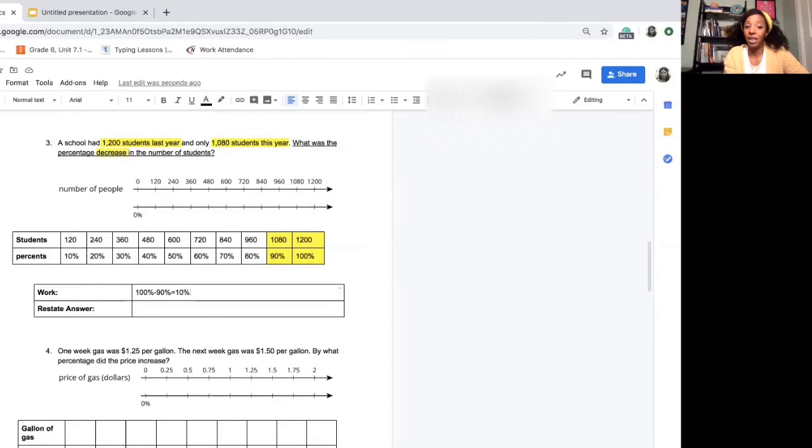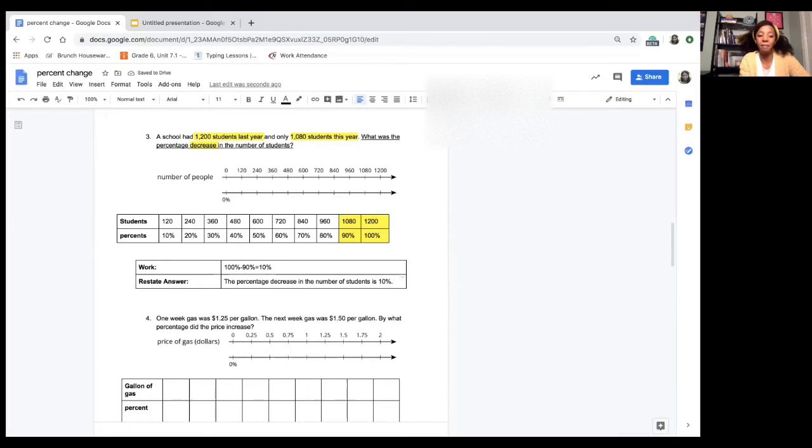What's the percentage decrease in the number of students? The percentage decrease in the number of students is 10%. Great, let's keep going.